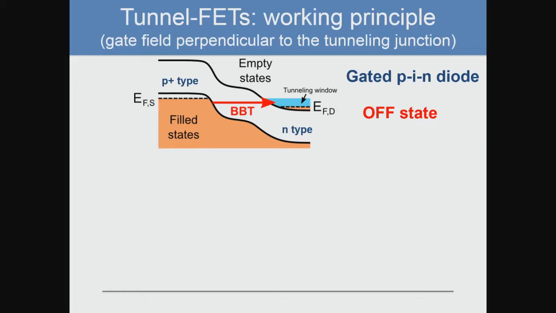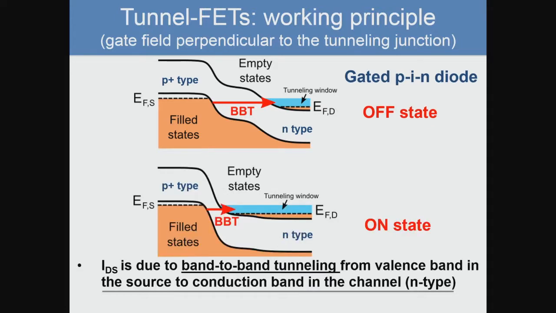And so here, the density of states in the channel is much higher than the states available in the source, so your tunneling distance is very large. And that's the way you can switch the transistor on, just by pulling down the density of states in the channel, so that there is a tunneling window between the density of states in the source and the density of states in the channel. Of course, this switching on and off of the device is the key point.